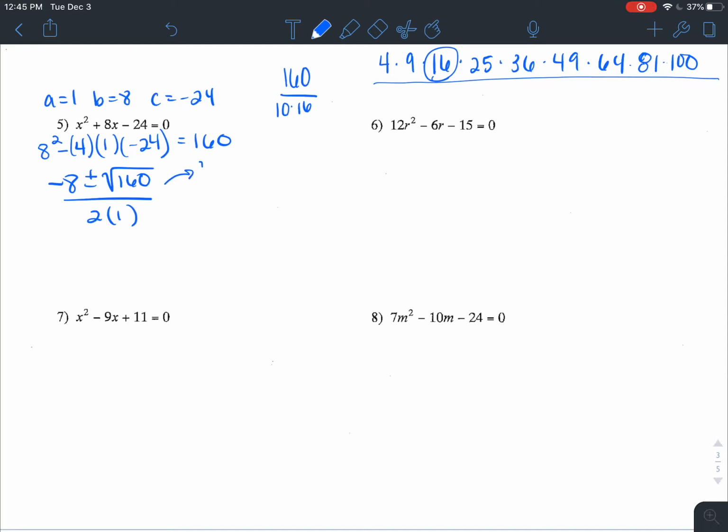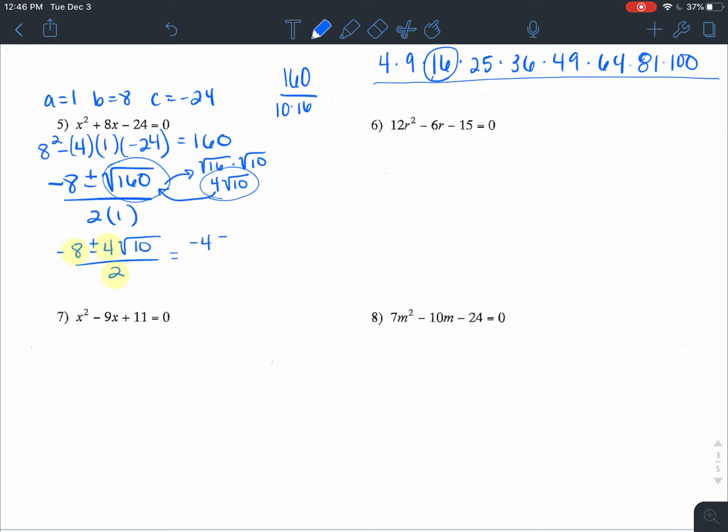So what we do is this. We are rewriting this as the square root of 16 times the square root of 10. Square root of 16 is 4. Square root of 10, I can't simplify, so I leave it. So now I'm going to replace the square root of 160 with 4 radical 10. So it looks like this: negative 8 plus or minus 4 square root of 10 all over 2. Now, my last step is to simplify, and I'm looking at these 3 numbers. And I think to myself, what can I divide evenly into all 3 of those numbers? So 2 divides evenly into all of those.